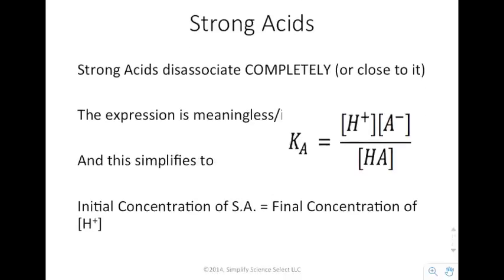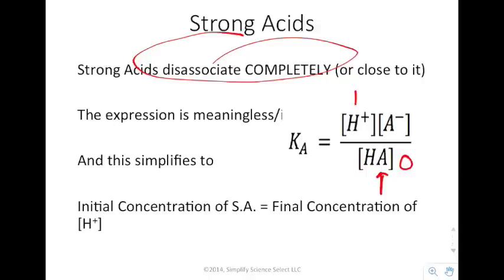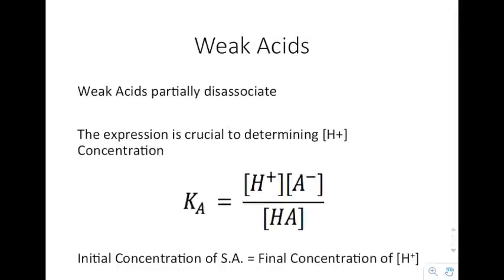So whenever you look at this Ka expression in terms of strong acids, they dissociate completely. Because of that, this number is basically 0, and these numbers are as high as they can go, say 1 molar. Because of that, when you look at a Ka expression, this number becomes essentially infinity. So Ka values are meaningless when you're talking about a strong acid. Instead, we just say they dissociate completely. So the initial concentration of the strong acid is equal to the final concentration of the protons.